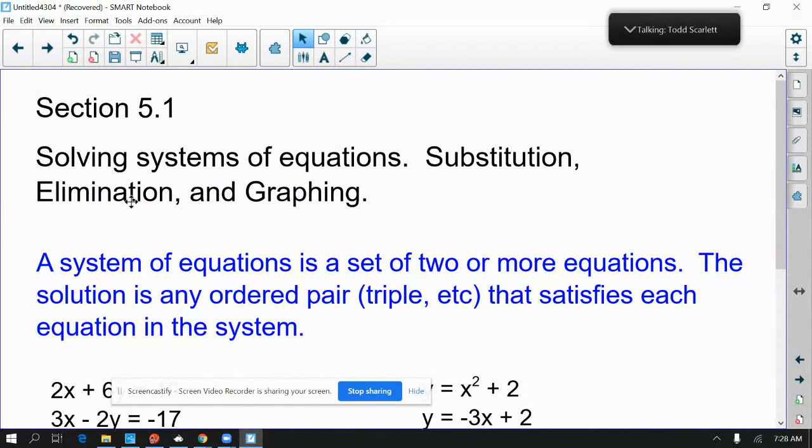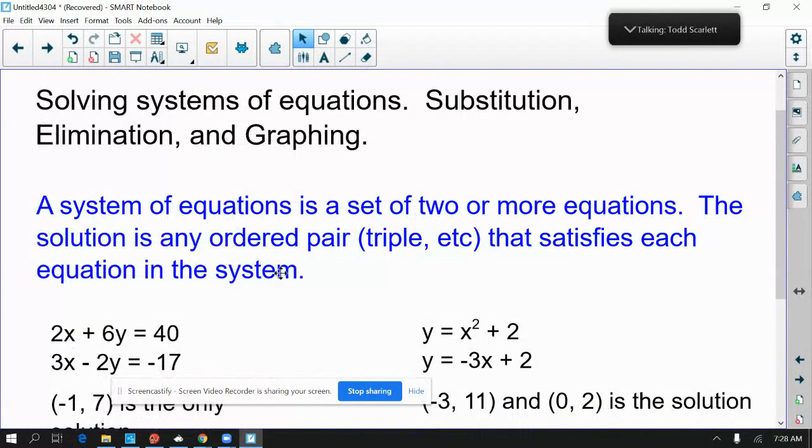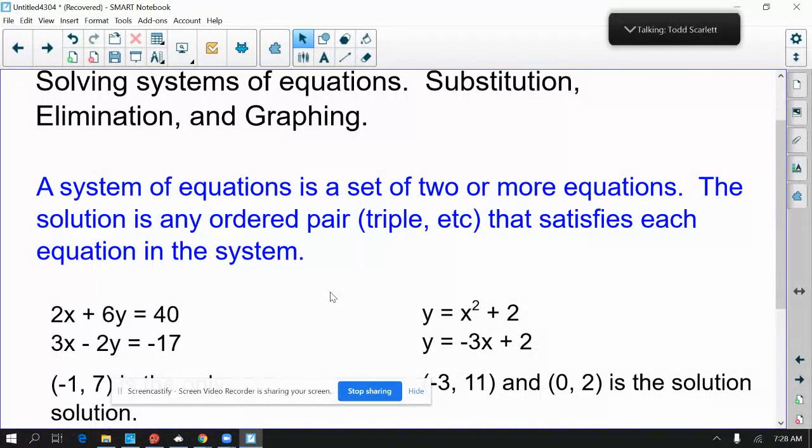Now, going back to section 5.1, which we skipped over chapter 5 completely, we'll get back to it in pieces. And here's the first piece: solving systems of equations. A system of equations is at least two equations that are thought about at the same time. So two equations that are considered at the same time. And the solution is what they have in common.